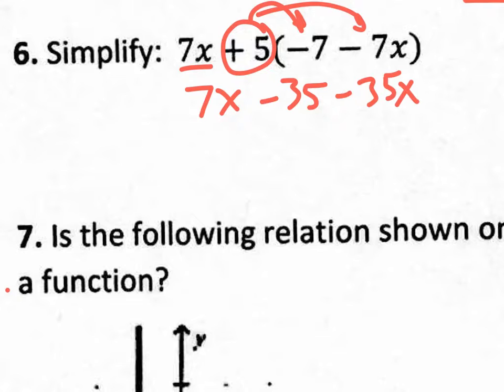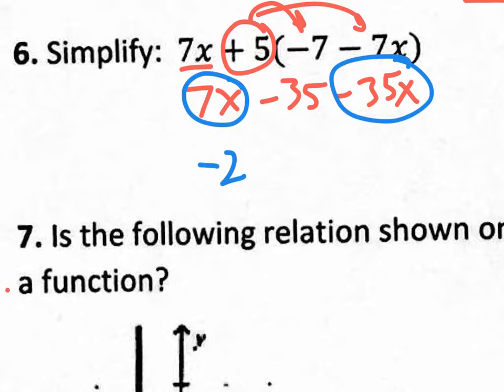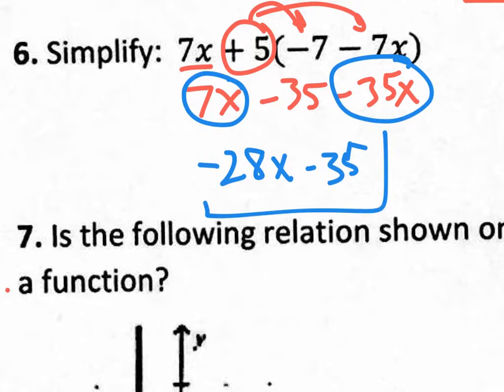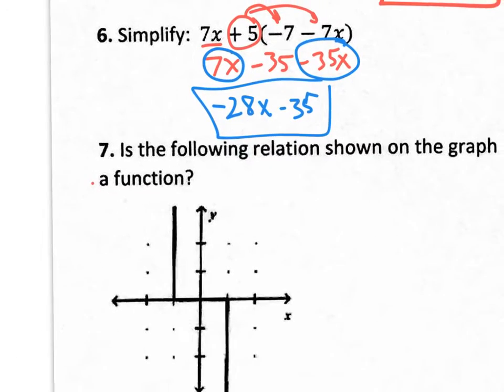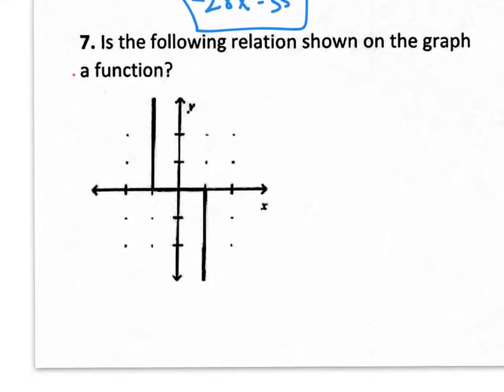Now, out of those three terms, I could combine the x's with the x's. So 7x take away 35x is negative 28 with an x, and bring down the minus 35, and we are done. Negative 28x minus 35. On tomorrow's midterm, you will be able to use calculators, guys, so don't be scared with the multiplication. Check out number 7, ladies and gentlemen.